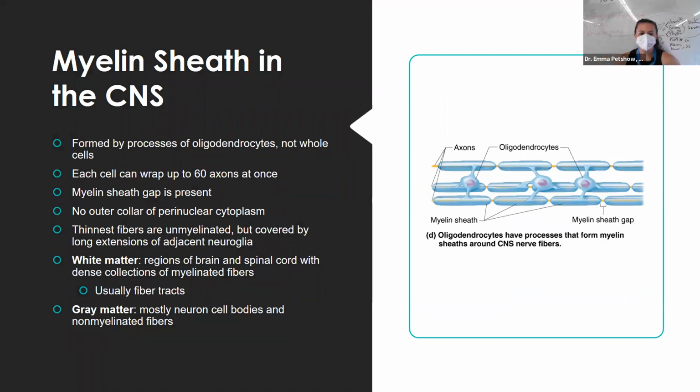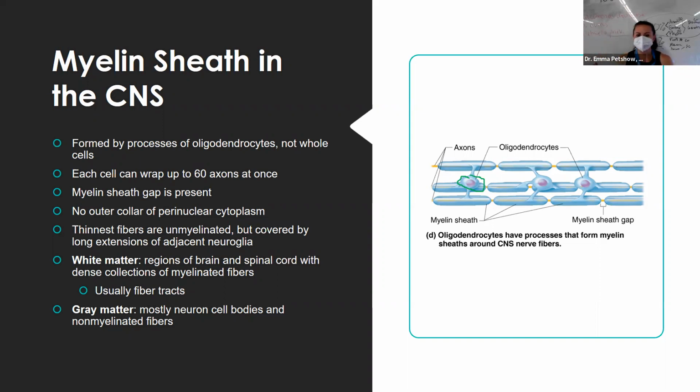In the central nervous system, you're seeing oligodendrocytes. Each one cell of an oligodendrocyte can wrap up to 60 axons at once. So it's a lot more efficient a system, which makes sense. The central nervous system has much less space than the peripheral nervous system, right? We're confined to the brain and the spinal cord. So your cells need to be more efficient. We can't have as many individual cells doing only one function.